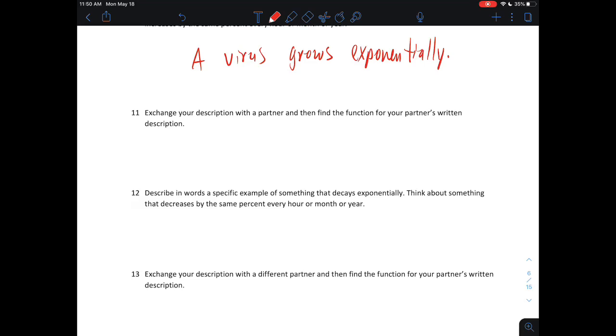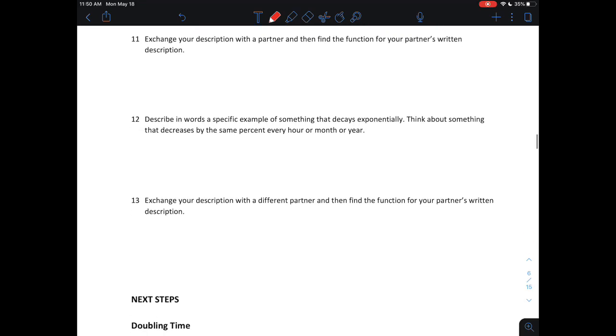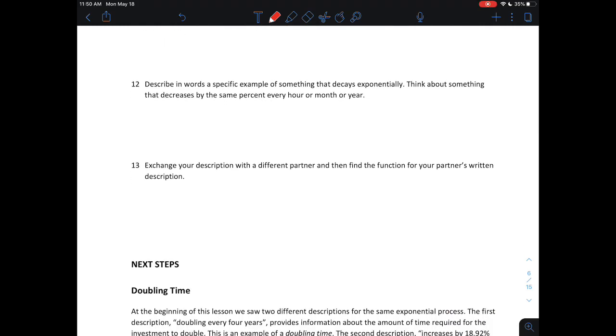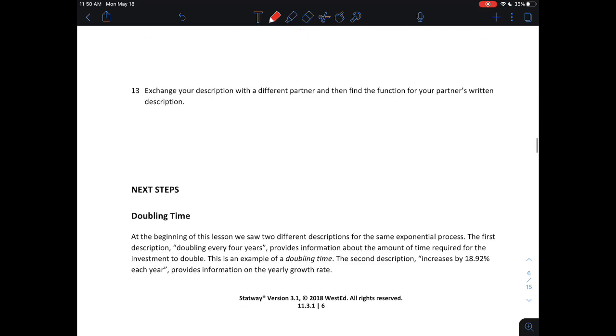Now, number 12, describe in words a specific example of something that decays exponentially. We've seen a few examples: worth of something, radioactive material, pollution. There's all kinds of other things that decay exponentially. Try to see if you can look up some things that decay exponentially. Talk about that with your classmates. Number 13 then just asks you to exchange those ideas with each other and think about that.